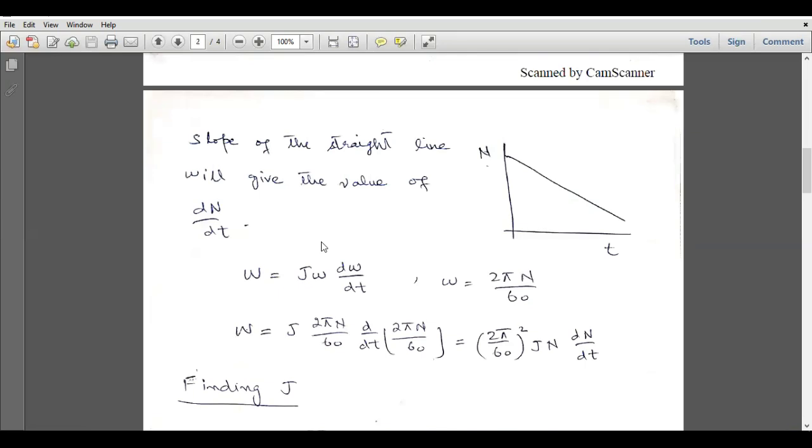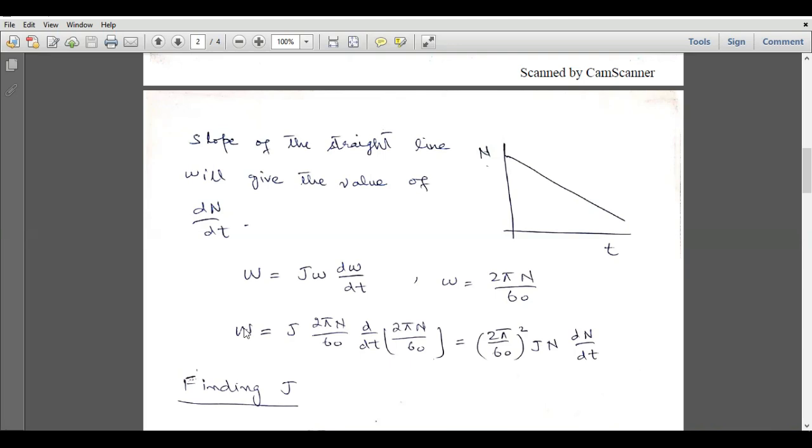And after that, we can get a new expression. Okay. So omega is equal to 2 pi N by 60, and W will be equal to J omega, which is 2 pi N by 60, times d by dt of 2 pi N by 60, and after simplification, this expression will become (2 pi by 60) square J N dN by dt. So if we calculate this dN over dt, and if we know the value of J, we can calculate the stray losses at any speed, right? So at any speed, we can calculate the stray losses.